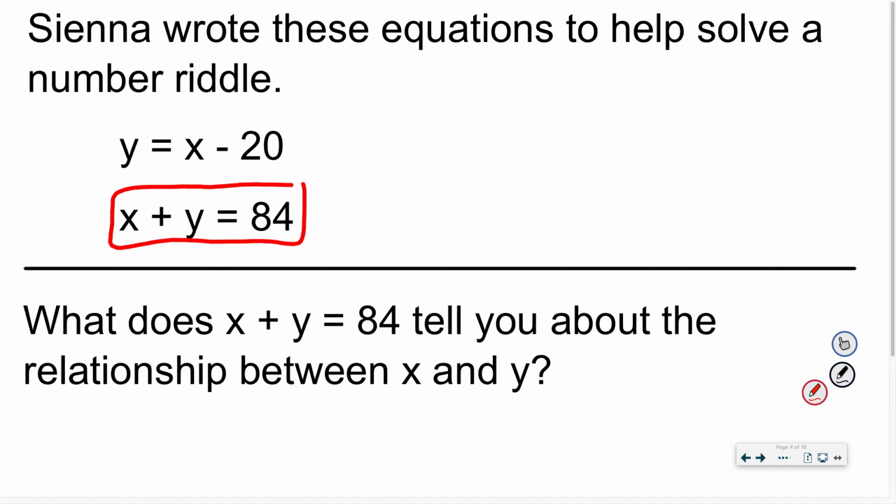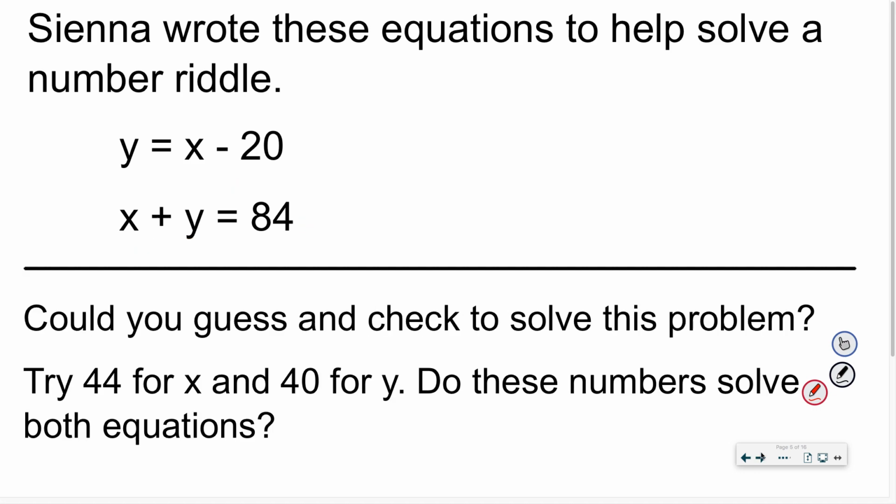How about this equation? What do I know about the relationship between x and y based on just that equation? No matter what x and y are, what do I know? They have to add up to equal 84. Exactly. So now I need to find an x and y where y has to be 20 less than x, but also if I add those two numbers together, they have to equal 84, because my x and my y have to satisfy both equations. Could we guess and check? Yeah, sure. Let's try x as 44 and y as 40. If x is 44 and y is 40, does this work for both equations?